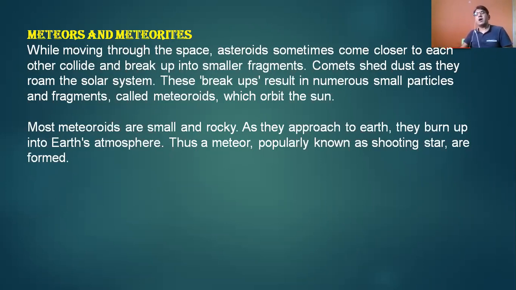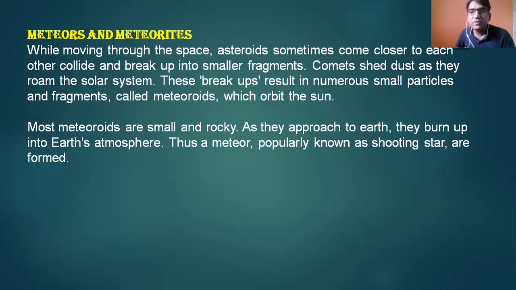The other name of these meteors is shooting stars, or sometimes they are called falling stars, because they come towards the Earth and they shed and expire suddenly. Sometimes they also hit the ground and bring some destruction there. So that was all about the sun, the universe, and the solar system.